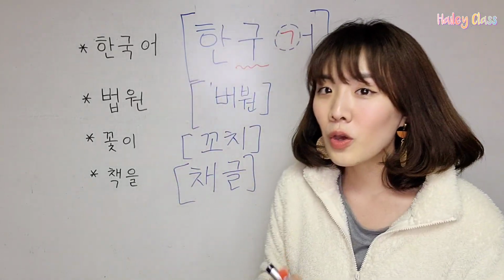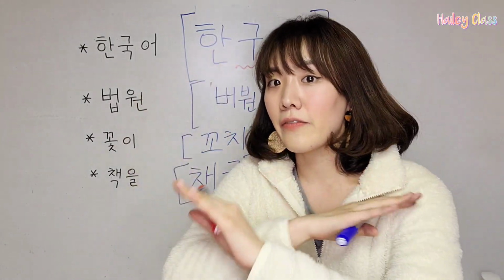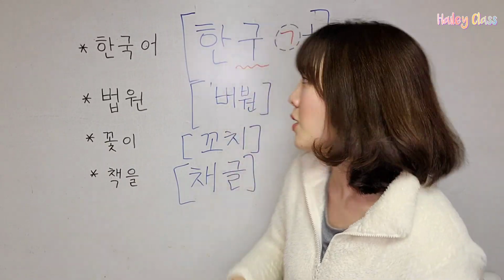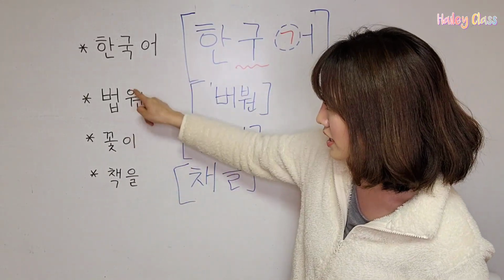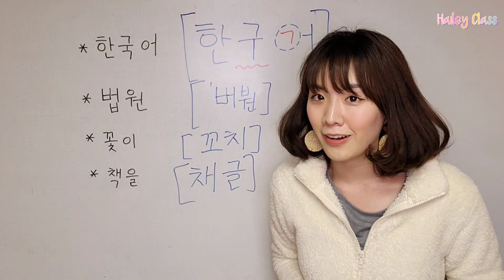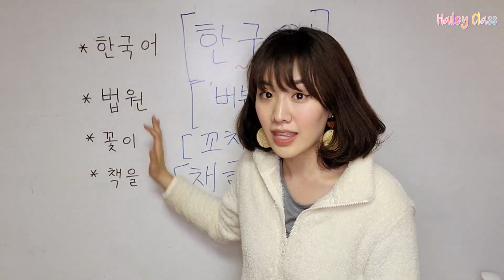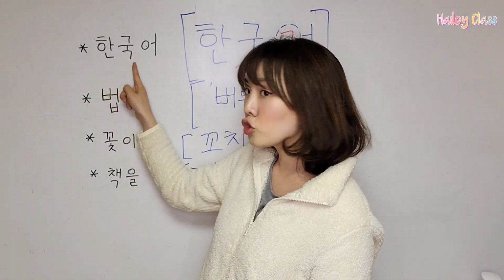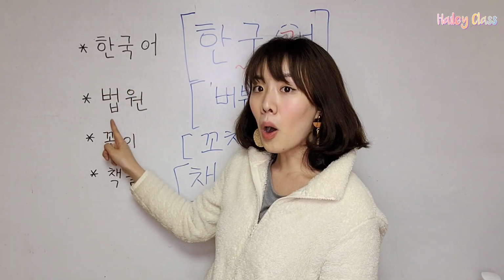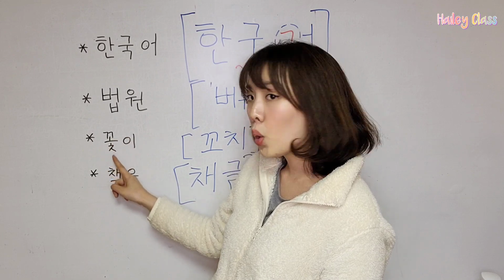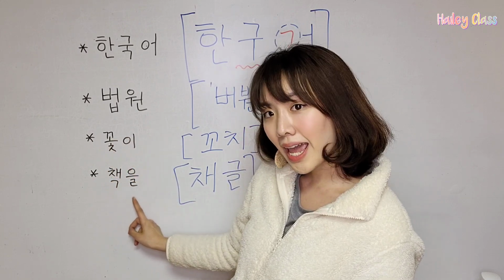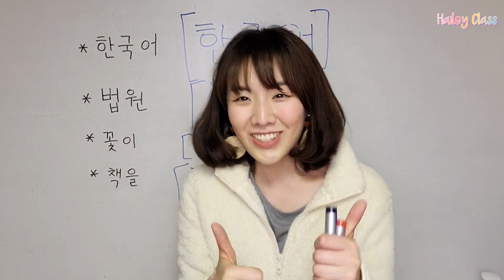You have to know the first consonant 이응 doesn't have any sound. So it goes to here, here, here, and here. Let's read like this, even though you're looking at this. 한국어, 법원, 꽃이, 책을. Okay, good job, everyone.